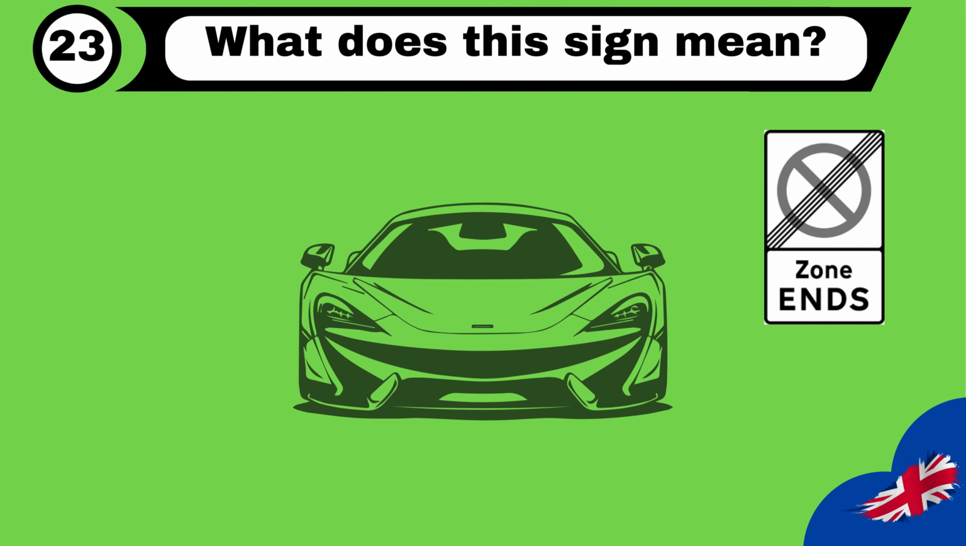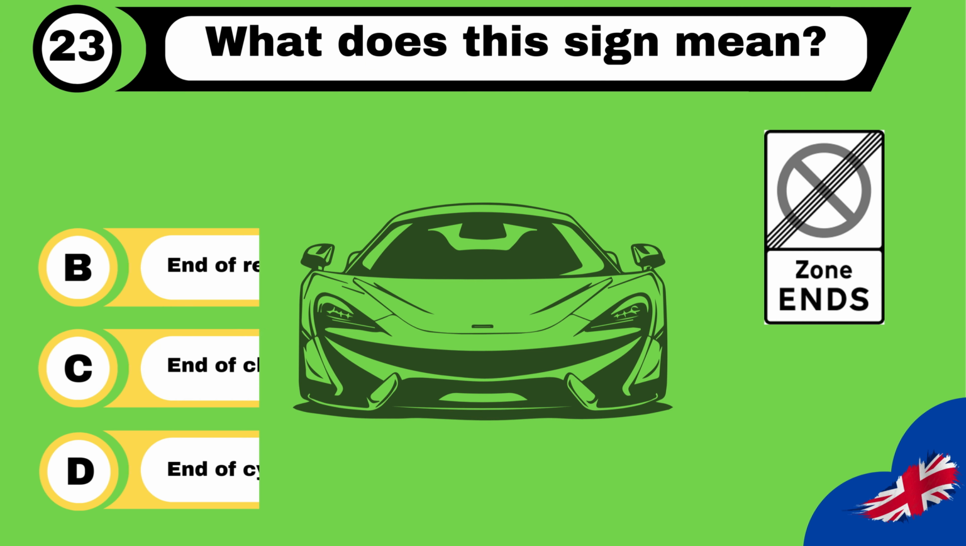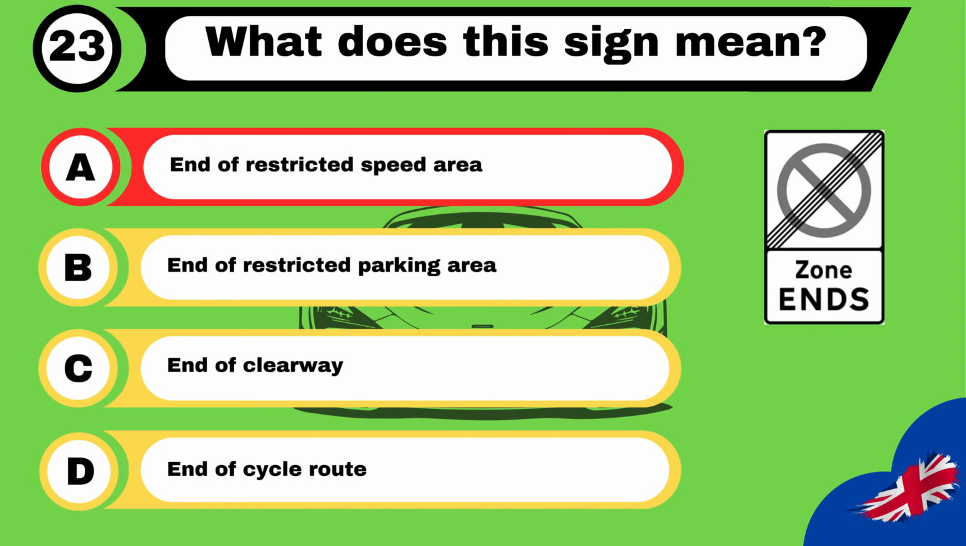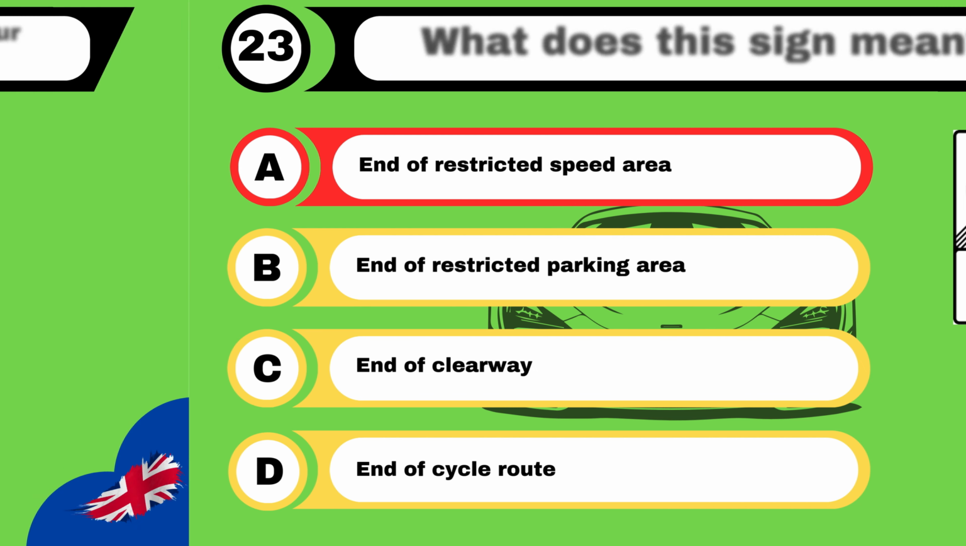Question 23. What does this sign mean? A. End of restricted speed area. B. End of restricted parking area. C. End of clearway. D. End of cycle route. The answer is A. End of restricted speed area.